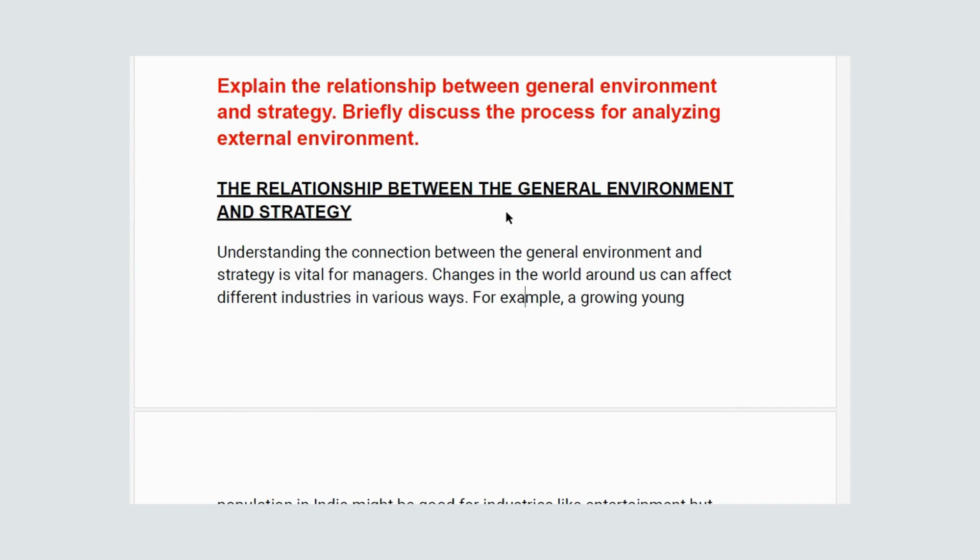Okay, so we have seen the social processes in our MMPC-11, that business organizations have some relationship with the environment, society and all those things. The same thing is written over here: understanding the connection between the general environment and strategy is really vital for any manager. Markets or the world keep changing, with many changes happening in technological development and other things. So it is very important that an organization, when forming a strategy, should have some relationship with the general environment.